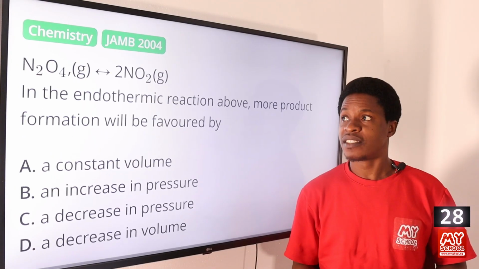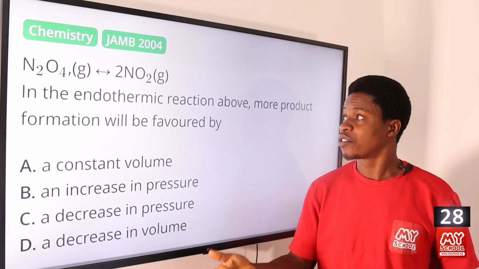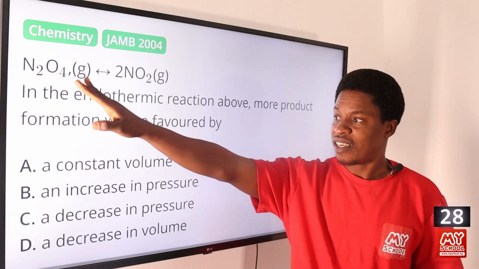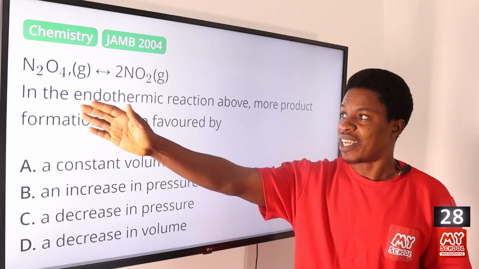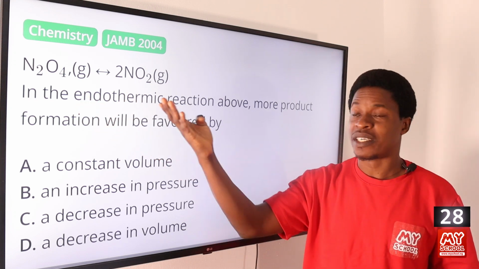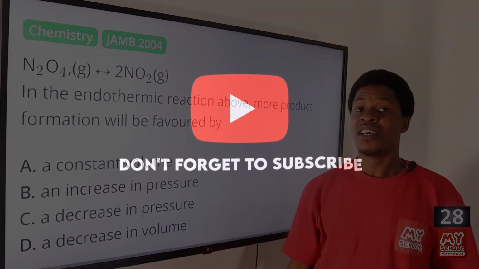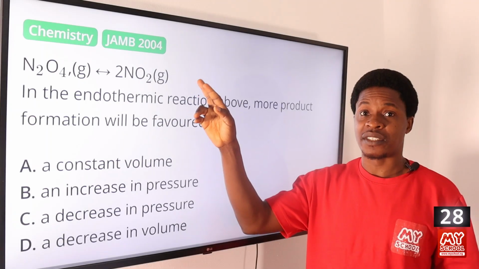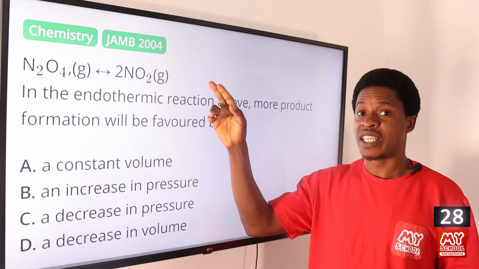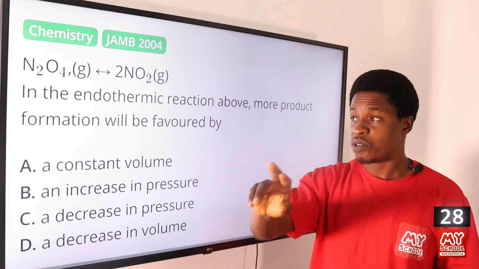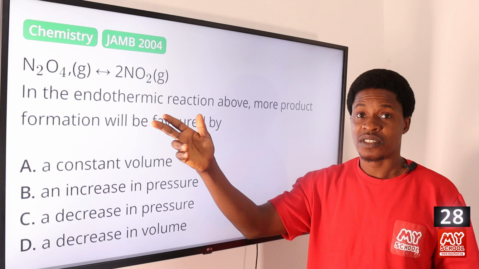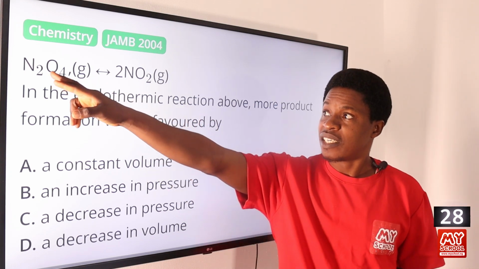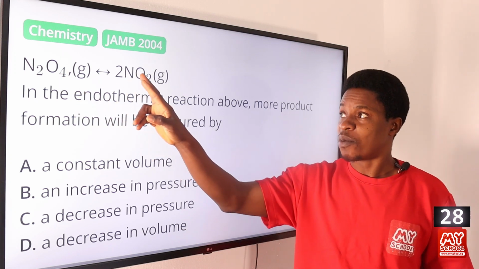Question number 28. In the endothermic reaction above, more product formation will be favored by what? More product formation. We were told already that it's an endothermic reaction, but usually if we want to look at an endothermic reaction, we should consider the delta H, the enthalpy change, whether it is negative or positive, but already they've told us that it is an endothermic reaction. But for me, to make it easier, this is gaseous. This is also what?